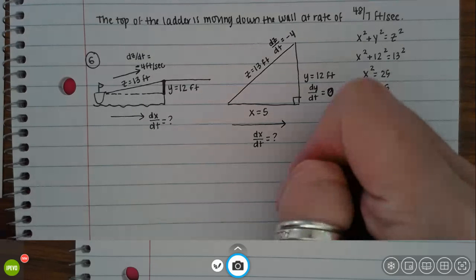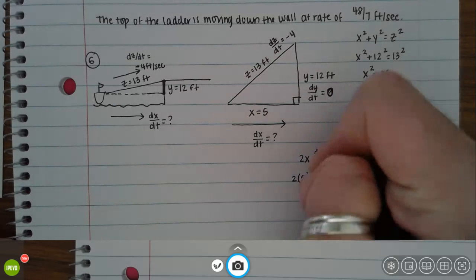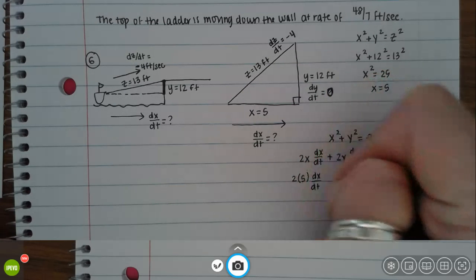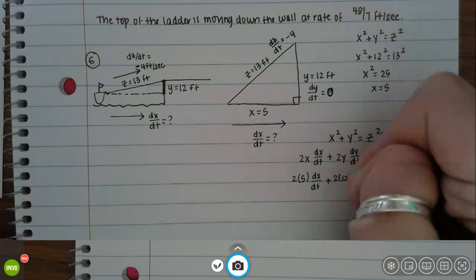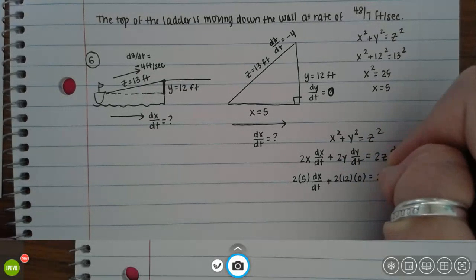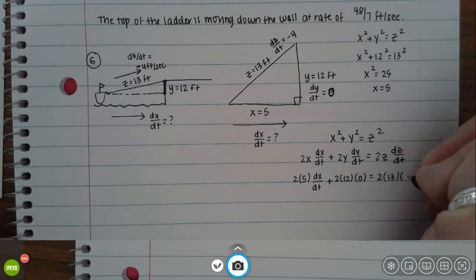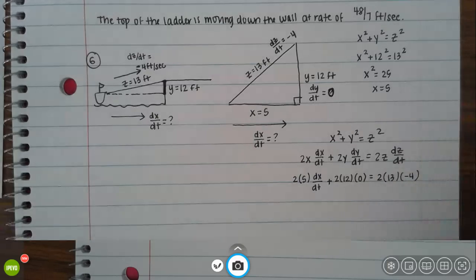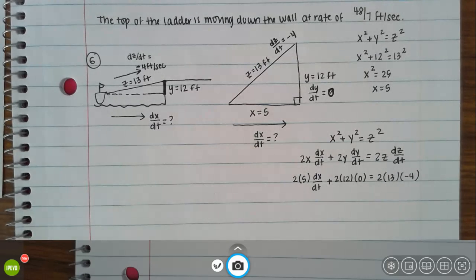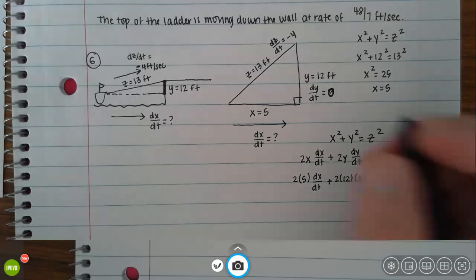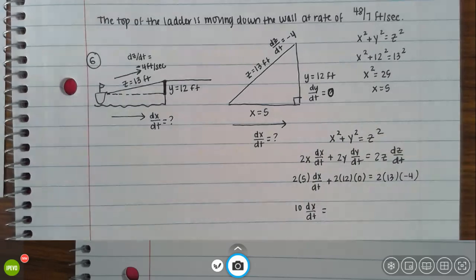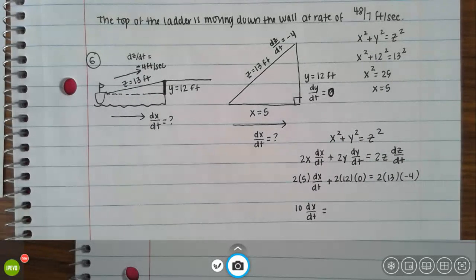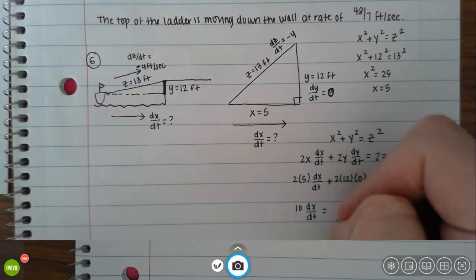So then we can go ahead and plug what we know. So 2 times our x value of 5, we're looking for dx dt. That's what we're ultimately trying to find. Plus 2 times the y value of 12 times the dy dt of 0 is going to be equal to 2 times the z of 13 times the dz dt of -4. That's going to give me a 10 dx dt. And then over on the other side, it's going to give me a -104.